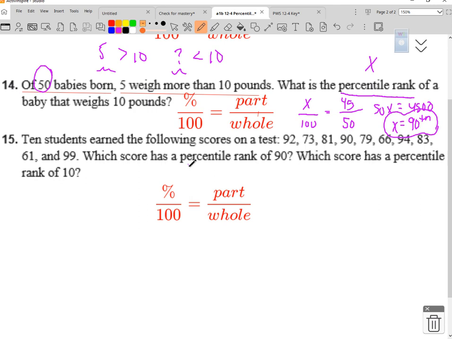Does it make sense, Anaya? Does it make sense, Natash? Make sense, Caleb? Jacob? All right, we got one more.